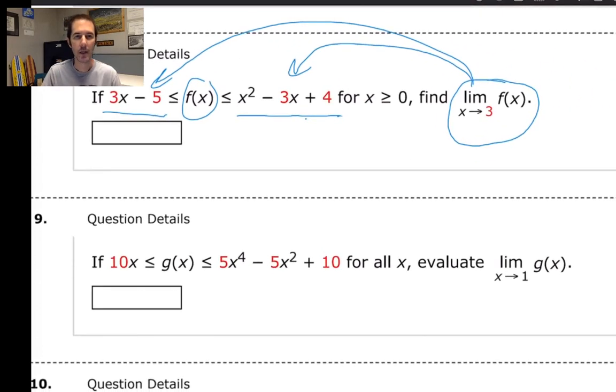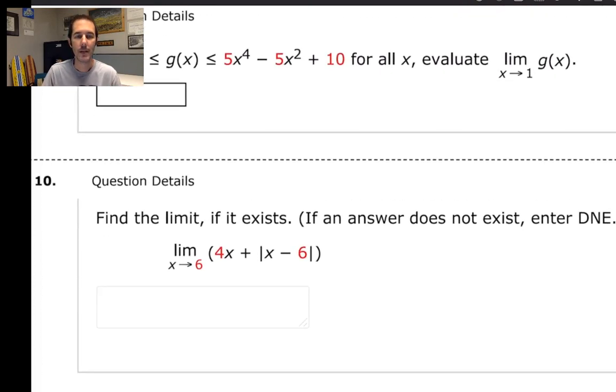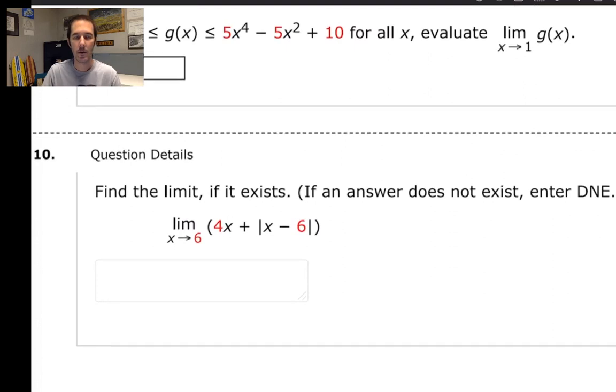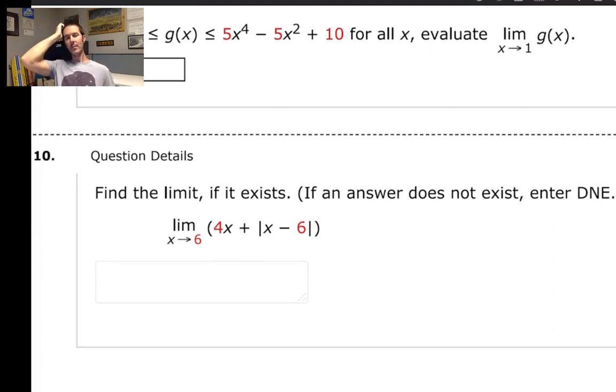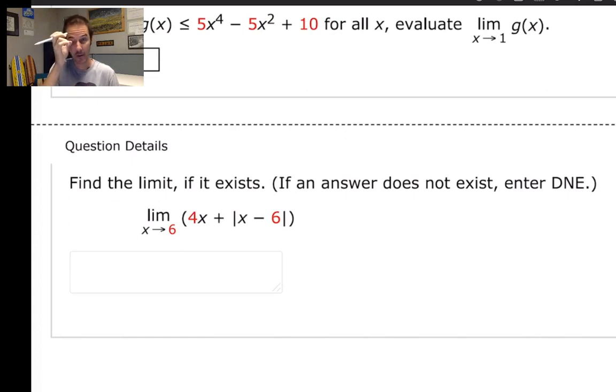Number 9, same thing. Number 10 involves an absolute value statement, and you can look up a more detailed process for this. The absolute value function is actually a piecewise function.